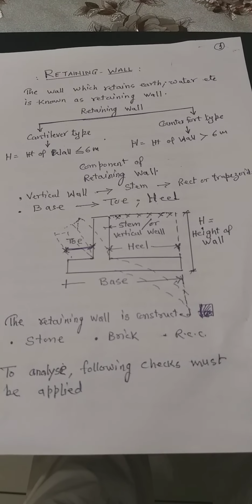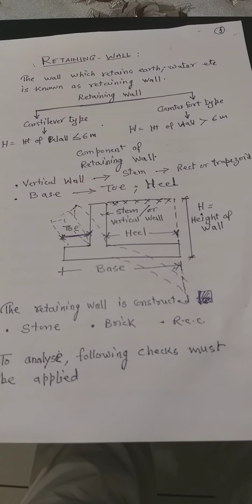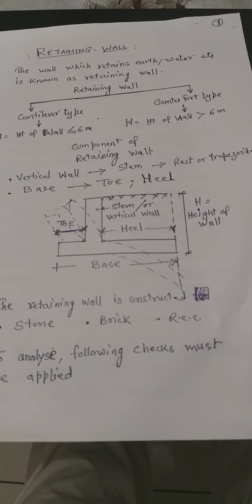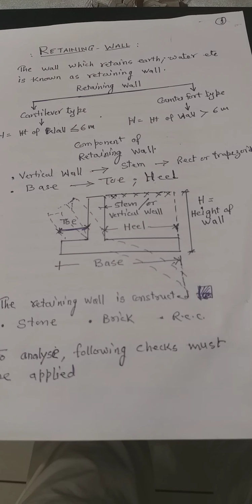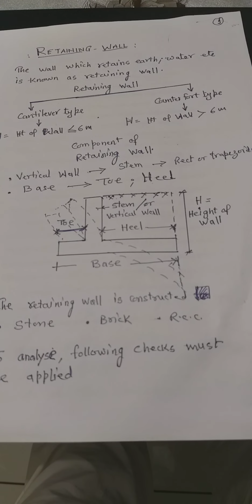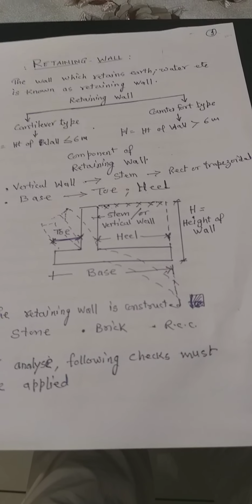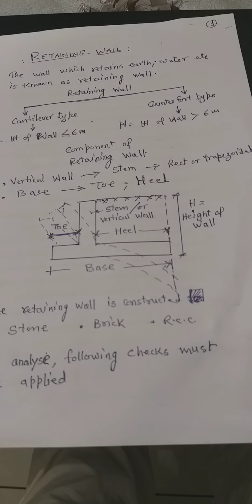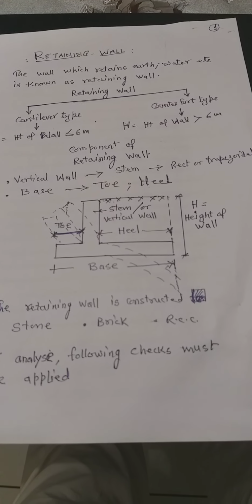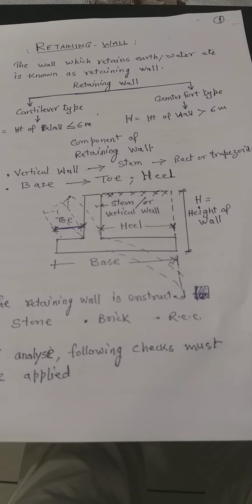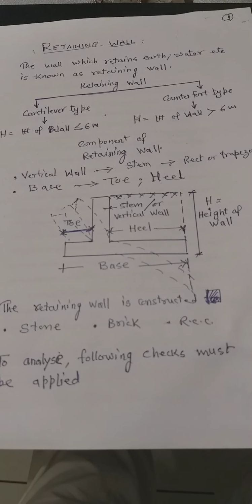Hello, we are discussing today something about the retaining wall. What is a retaining wall? The wall which retains earth, water, etc. is known as a retaining wall. The retaining wall can be categorically differentiated into two types: one is a cantilever type of retaining wall and another is a counterfort type of retaining wall.